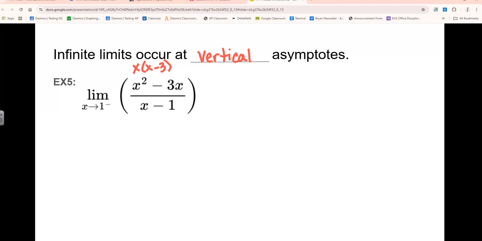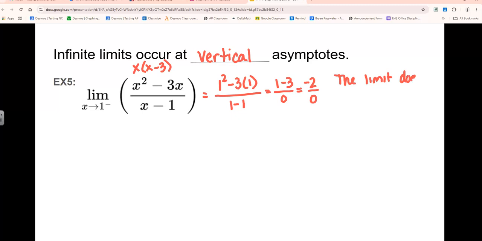So a few things to note. If I tried direct substitution on this, I would have 1 squared minus 3 times 1 over 1 minus 1, which would give me 1 minus 3 over 0. So negative 2 over 0. What does that tell me about this limit? The limit does not exist.